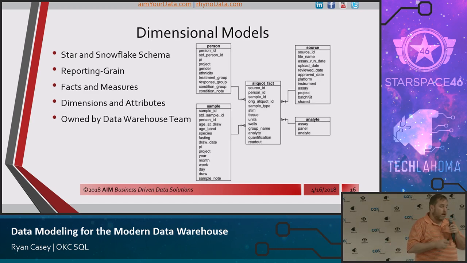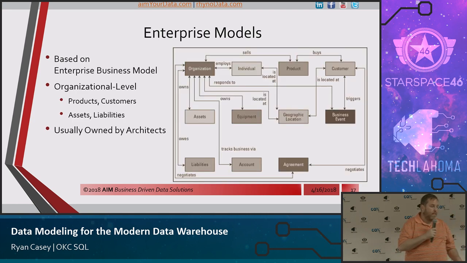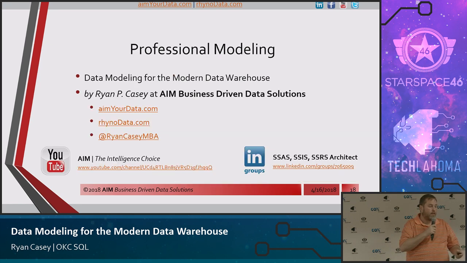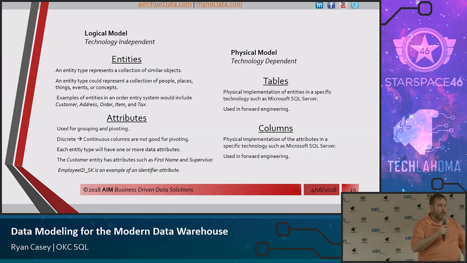So I'm going to talk a little bit about dimensional models, and we're going to move away from the general talk about modeling toward some of the more technical things you want to know and be able to read on your models. Enterprise models are essentially large views of the enterprise from a business process level, and they're usually handled and operated by the architects.